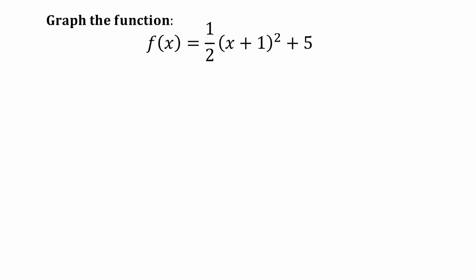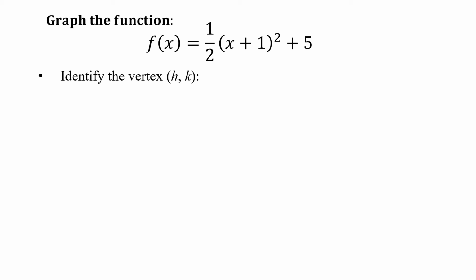Another function, this time we see a fraction. Don't be afraid, because you can change 1/2 to 0.5, which is the same. So here we have f of x is equal to 1/2 times the quantity x plus 1 squared plus 5. So here again, the first thing you want to do is identify the vertex (h, k).